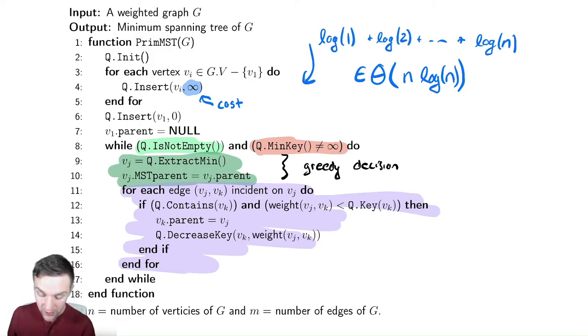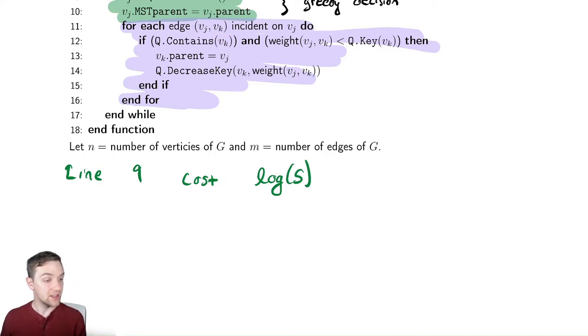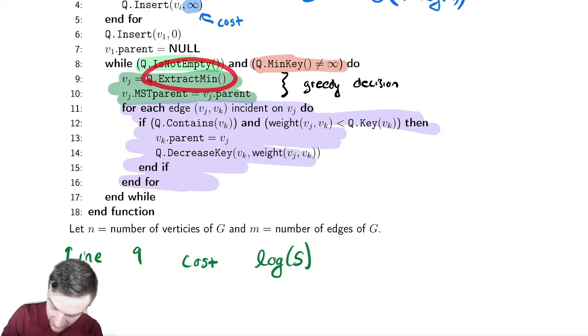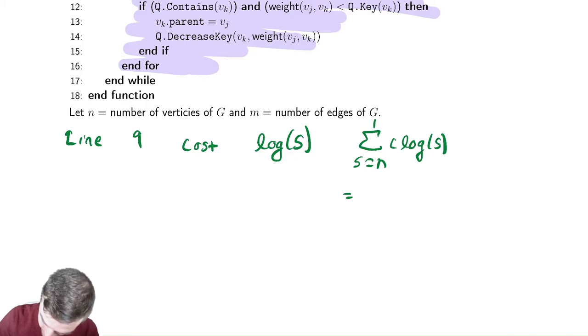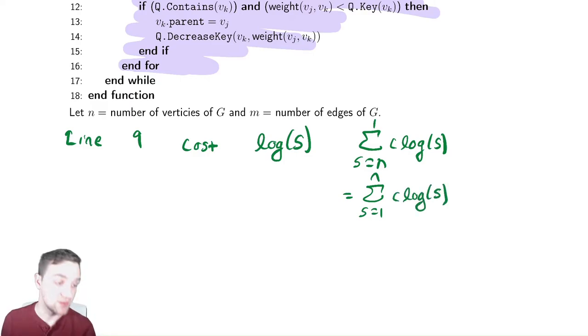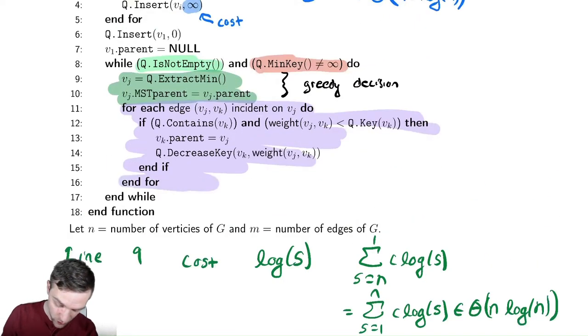How long does it take to extract the minimum? Well, to extract the minimum, line 9, costs log of s time, where s is the size of Q. At every single instance I'm extracting one element. So the runtime there would be the sum from s equals n down to 1 of C log of s, which is equal to the sum from s equals 1 to n of C log of s, which again, we've seen the summation a quadrillion times in this class, that is in theta of n log n. And that's for the entire while loop, because we are extracting one element every single time, and we're doing it until it is empty.